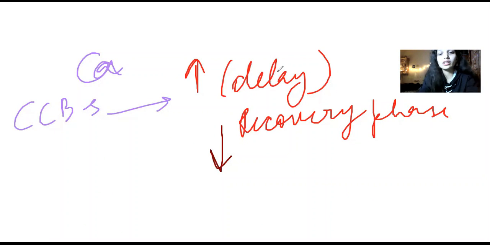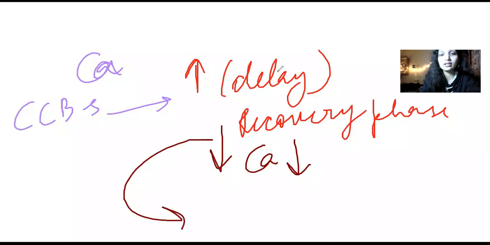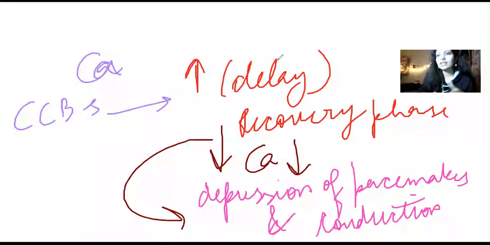So what happens? Calcium availability decreases. Since the inactivated channel will take more time to become activated again, since it is delayed by CCBs, there will be a depression of pacemaker and conduction. That means conduction will also be depressed. That means a negative dromotropic effect is happening. So this was all about the action of calcium channel blockers in the heart.